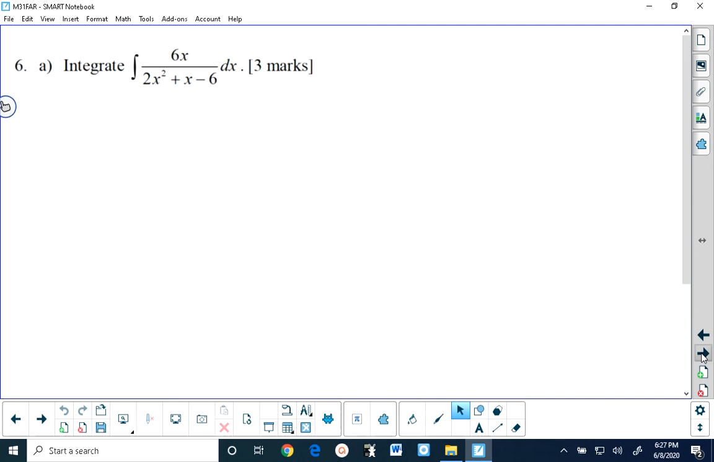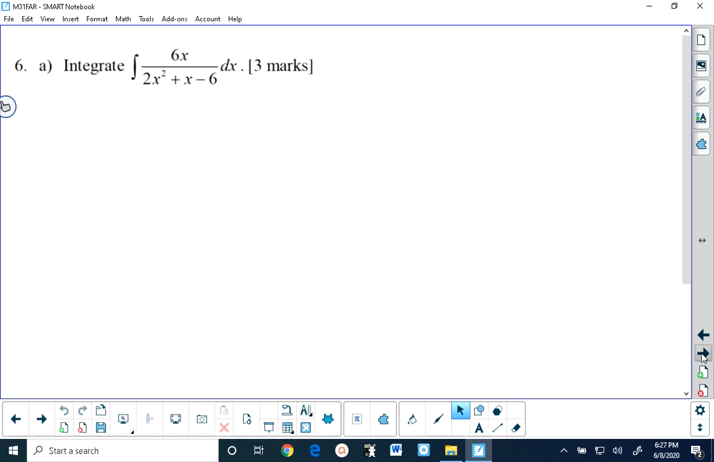Number 6, 6a asks you to integrate 6x over 2x squared plus x minus 6 dx. If you're watching this video on Tuesday, then you do not know how to do this yet. In fact, you will not learn how to do this until next Monday's video, which I believe is the 15th. But the 15th is still 1 week before this assignment is due.